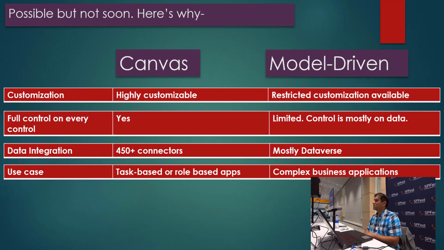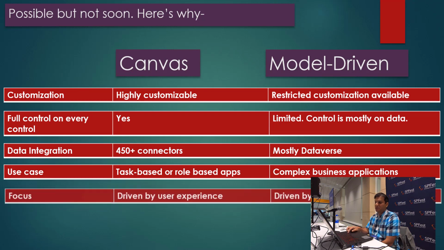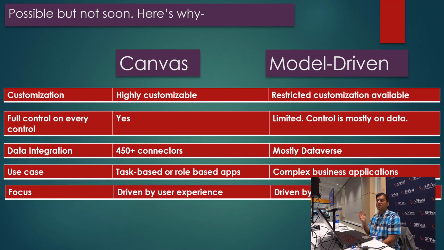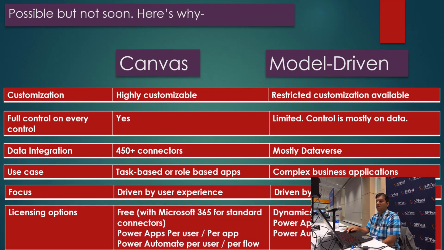What was the task that you were trying to either automate or make a lot easier? That is the use case for Canvas. Model-driven apps are a lot more complex business type of applications. And what was the focus of using Canvas? The focus of using Canvas is that it's driven by the user experience, primarily by the need of the user. Model-driven app is kind of the opposite. It's more driven by the data model. And then finally, I hate saying the L word, but it has to do with licensing options.